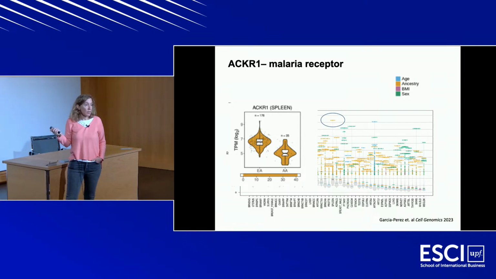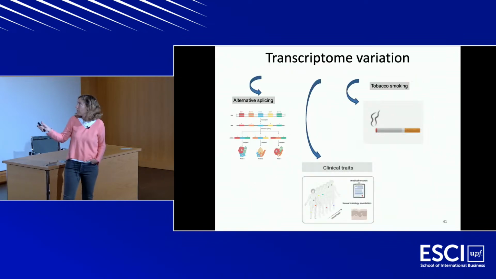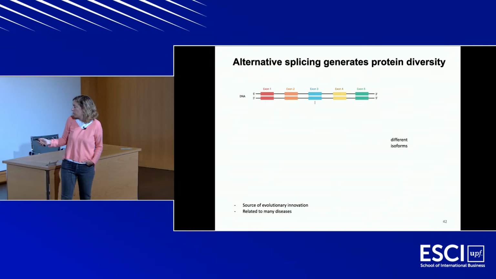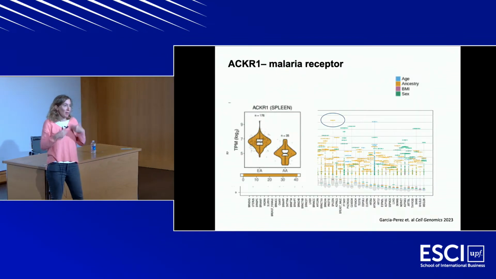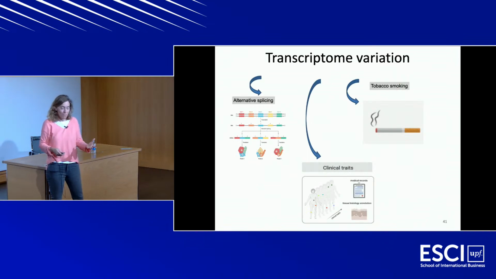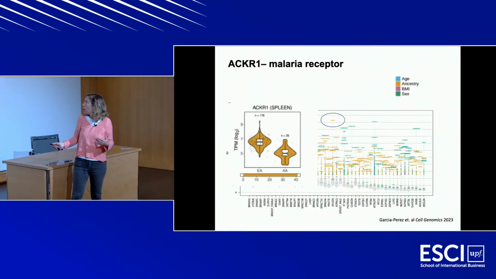So this gene is telling us why African American individuals are less susceptible to being infected by malaria than European Americans. Sorry, they have less expression of the receptor, so the malaria parasite cannot enter, okay? So this is important, right?